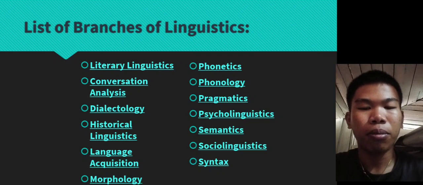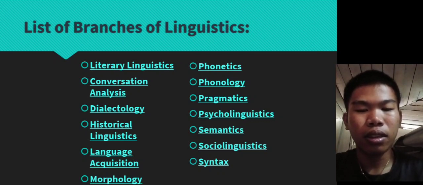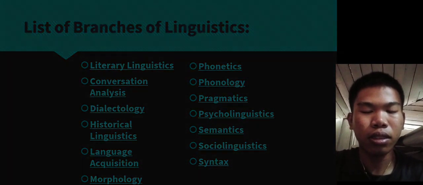This is the list of branches of linguistics: literary linguistics, conversation analysis, dialectology, historical linguistics, language acquisition, morphology, phonetics, phonology, pragmatics, psycholinguistics, semantics, sociolinguistics, syntax. Those are the 13 branches of linguistics.